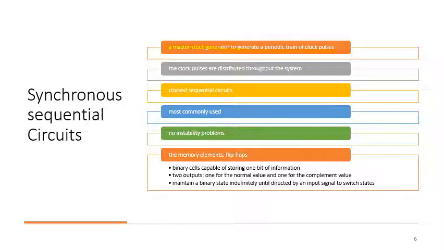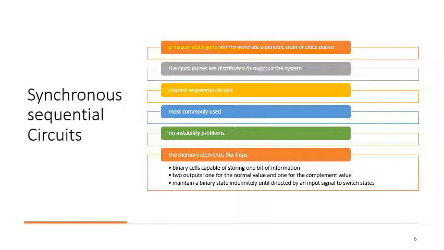So in those sorts of circuits, if you are discussing latches as well as flip-flops, we normally have two outputs which are the complement of each other, to maintain a binary state indefinitely until directed by the input signal to switch state. So these circuits maintain the binary state whatever state they are having, unless and until the supply has been cut off or the circuit is switched off, or we have some new input, so the change in the input is responsible for the change in the output.